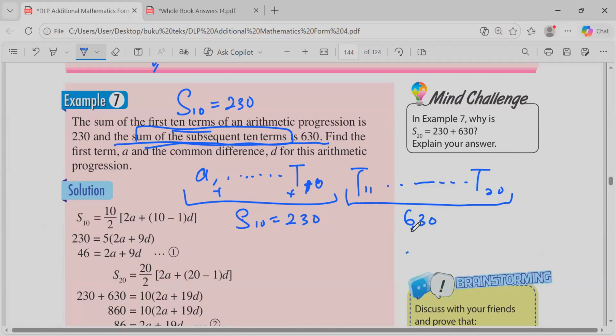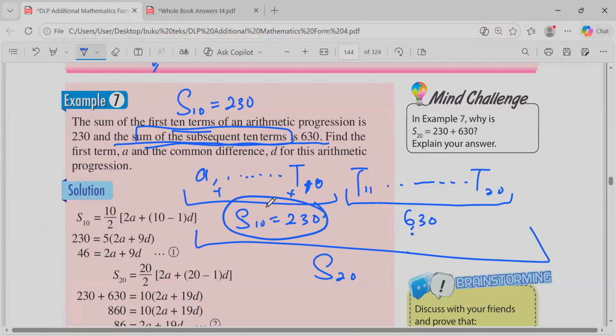But for this, we don't have a formula. We only have a formula for S20. So what we have to do is think how to find the answer. From here, we have the formula for that, which is Sn equal to n over 2, 2a plus n minus 1 d. Okay, substitute the 10 inside. A, I'm not sure. N, I know is 10. I just substitute inside. I get the equation for that.